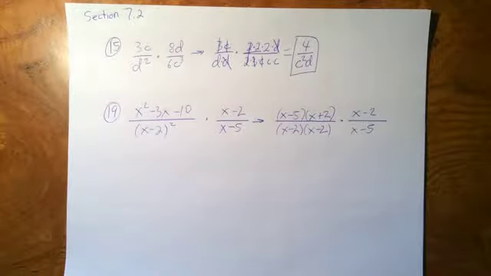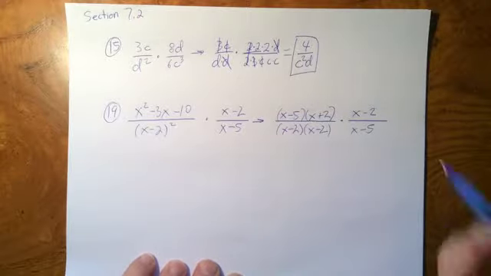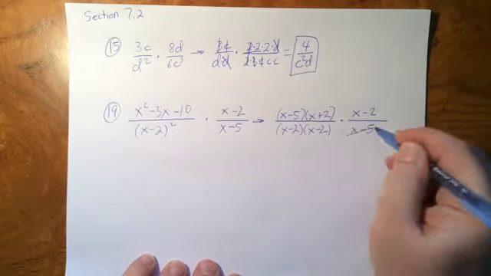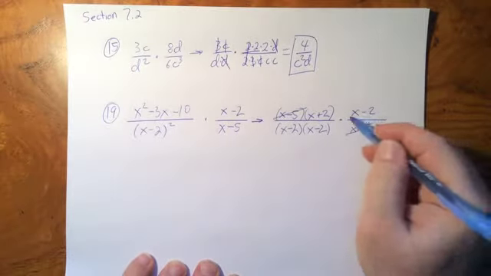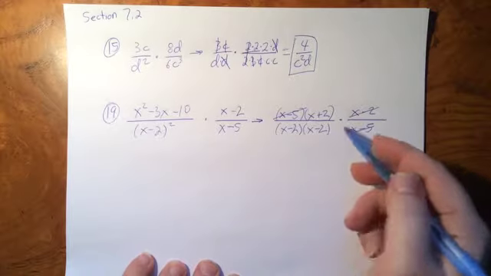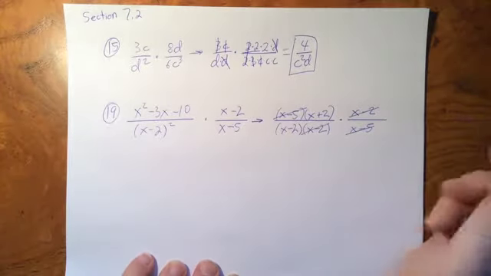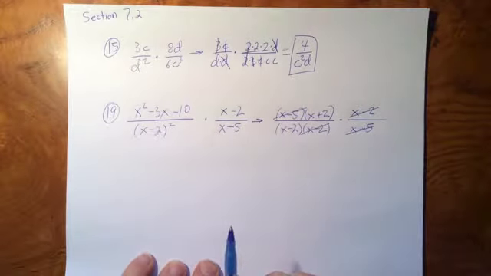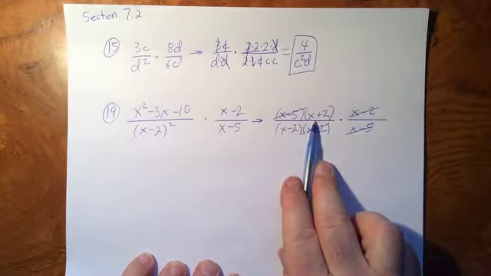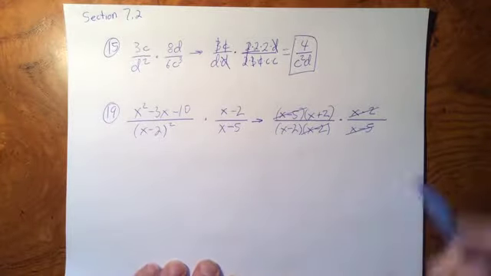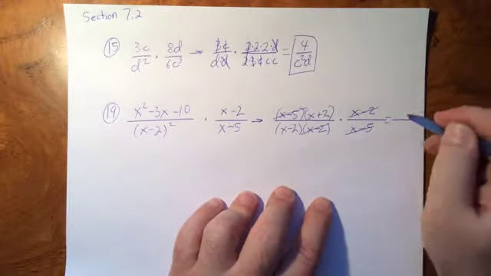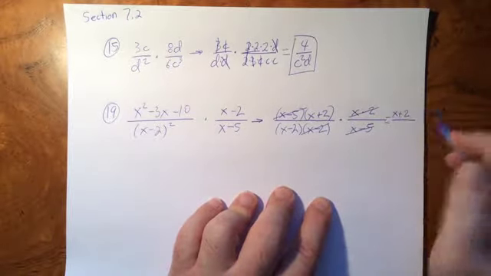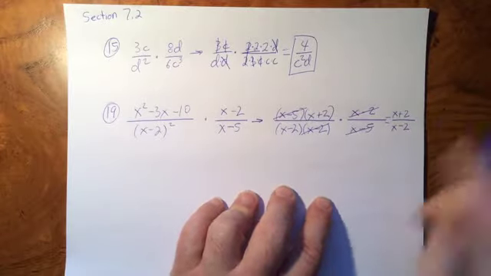So now that we have the factors, we should try to reduce where we can. From what we see here, it looks like we have this x minus 5 reducing with this x minus 5. This x minus 2 reducing doesn't really matter. You could pick whichever one you want as long as you select one from the bottom. And all we have left on top is x plus 2, and on the bottom is x minus 2. So I can write my final answer as x plus 2 over x minus 2.